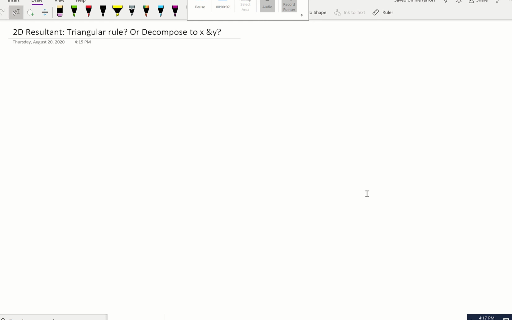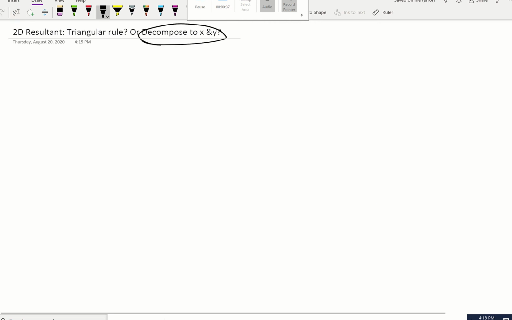Hi, in this video we're going to quickly think about what we have learned so far about the resultant force. We learned about vector addition, starting with the parallelogram and reducing to the triangular rule. Then we introduced the second method, decomposing into x and y, and we keep saying this new decompose method is actually the most common one. However, when do we use which? Often you will use decompose to x and y, but when can you use the triangular rule?